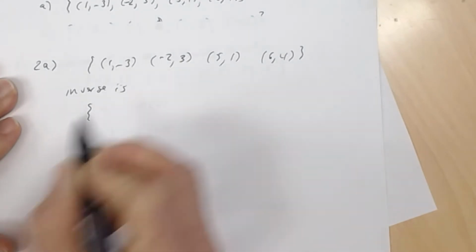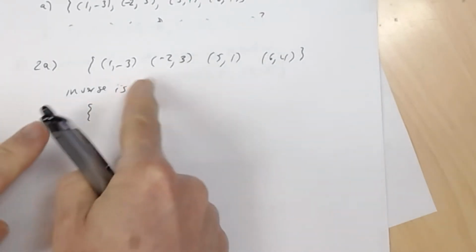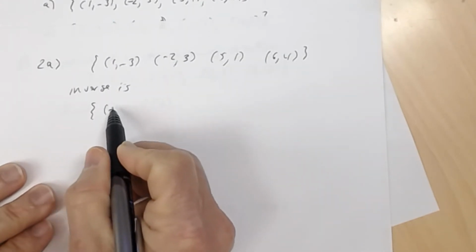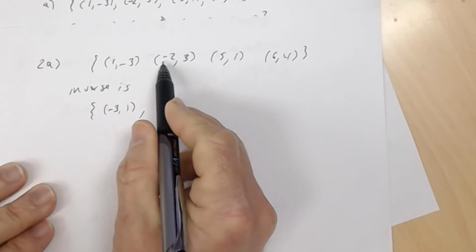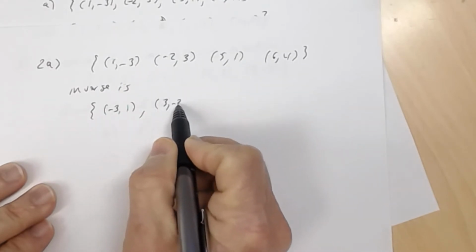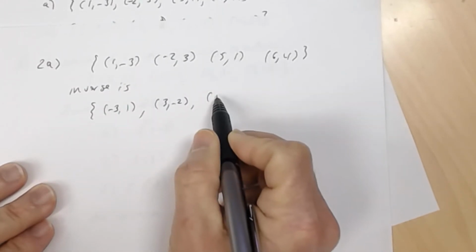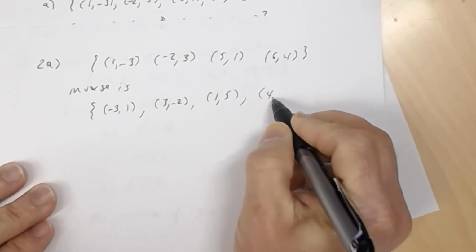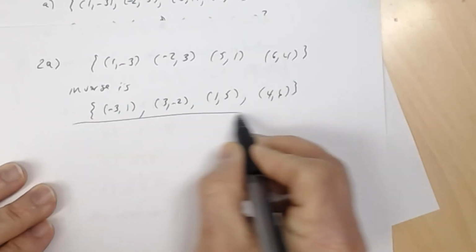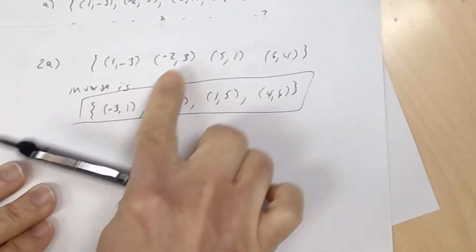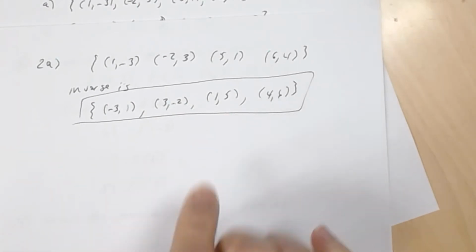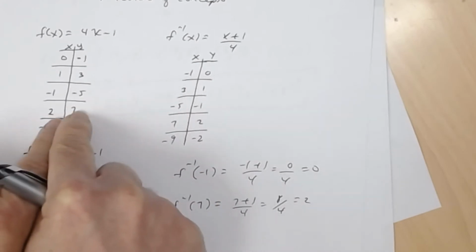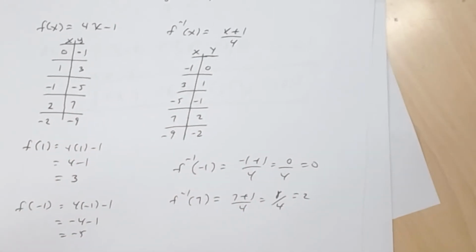So the inverse is, and remember what we did, we just interchange them. So 1, -3 on the inverse becomes -3, 1. -2, 3 becomes 3, -2. 5, 1 becomes 1, 5 on the inverse. And then 6, 4 becomes 4, 6. And that's all you do. So that's the answer. So the inverse of this is this. Okay, so remember, all you're doing is just interchanging the coordinates. That's all you're doing.